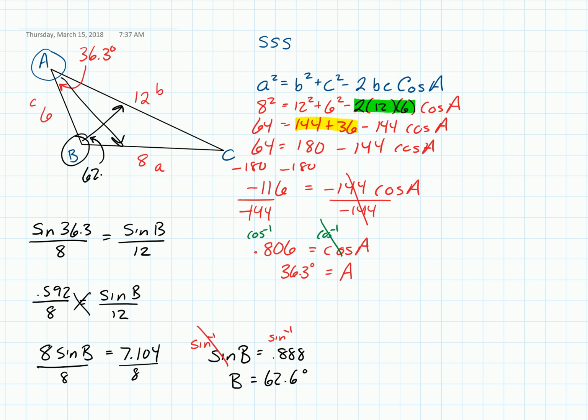So we've solved for angle B as 62.6. From here, I know that the three angles need to add up to 180 degrees, and so I'll leave this as an exercise for you. Do 36.3 plus 62.6 and subtract that value from 180 to see what you're left with for angle C.